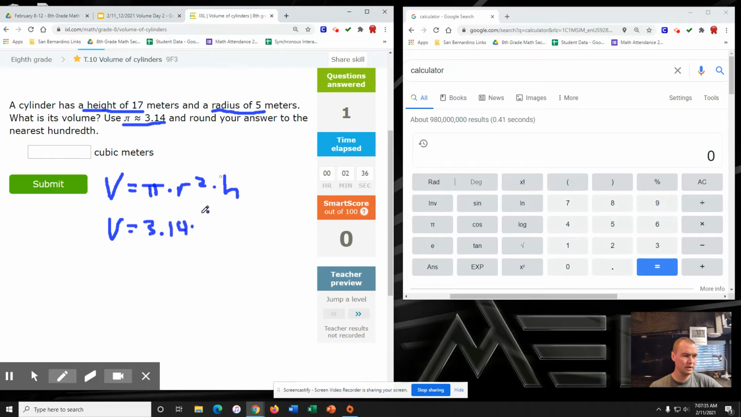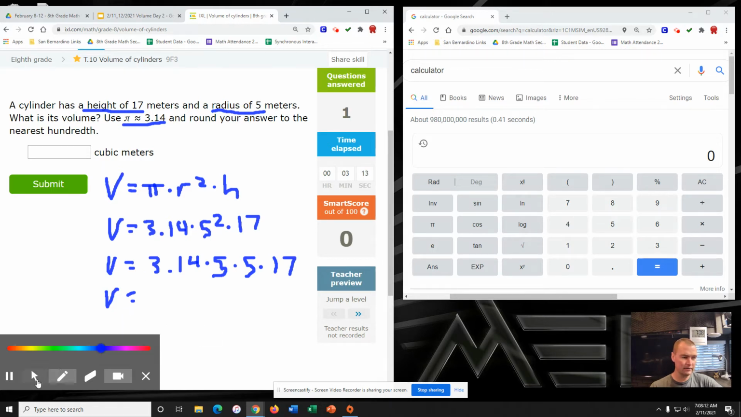Multiply the radius, which is 5, so it's going to be 5 to the second power. Be careful, second power there. Multiply the height of 17 meters. Not so bad after all, because what we're doing here is just multiplying out. Do the exponent first before multiplication, so order of operations here. So we have volume equals 3.14 times 5 times 5 times 17. Our last step is just to work this out in the calculator.